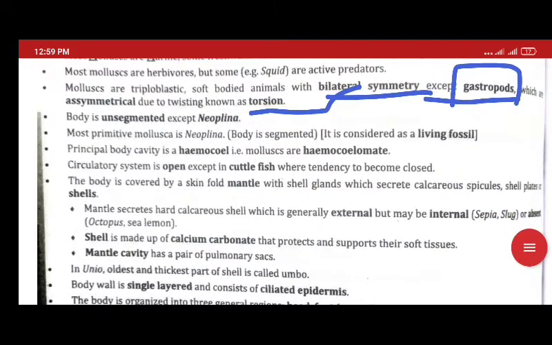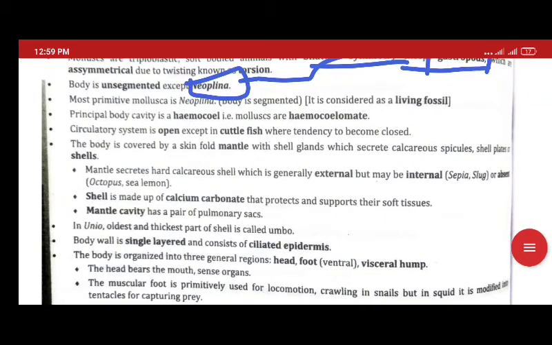Now the body is unsegmented except in Neopilina, which has a segmented body. Mainly the body is unsegmented, but in Neopilina it is segmented, so it is known as a primitive mollusc and counts as a living fossil. In the evolution topic we have covered living fossils and connecting links, so you should remember that.